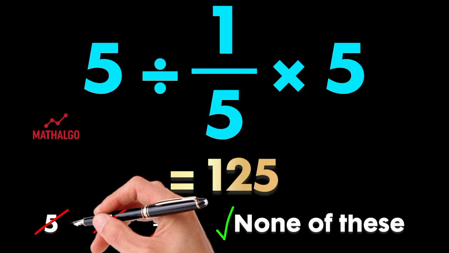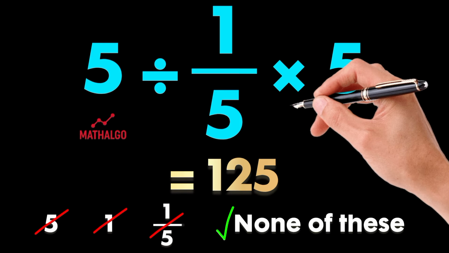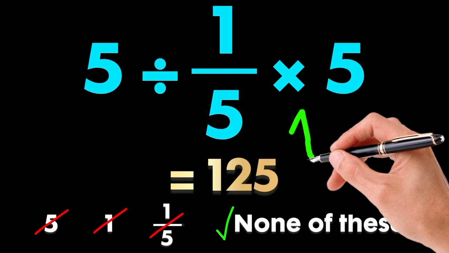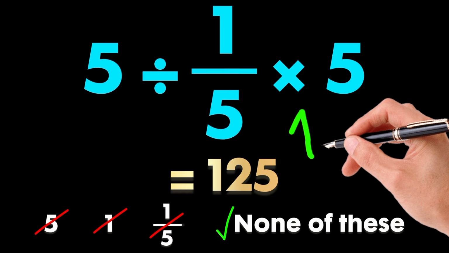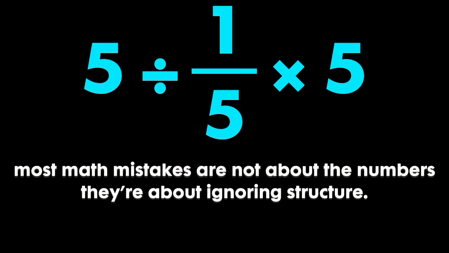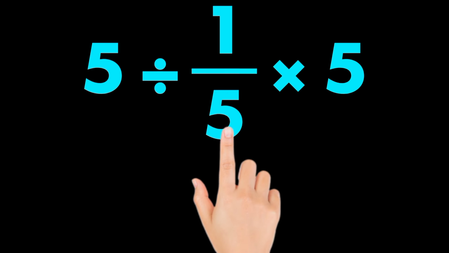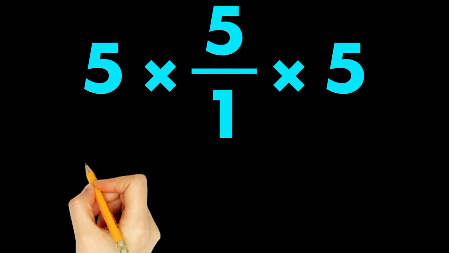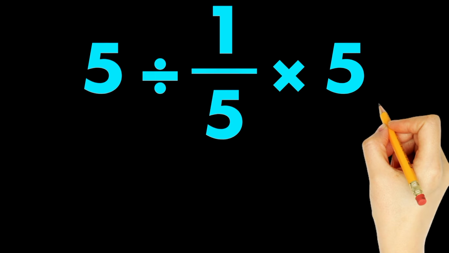Because they try the combined steps mentally and accidentally divide wrong. Others multiply 1/5 by 5 first, get 1, and then divide 5 by 1. Wrong order, wrong logic, wrong result. This problem reveals something important. Most math mistakes aren't about the numbers, they're about ignoring structure. So remember, dividing by a fraction means multiply by the reciprocal, then move left to right.